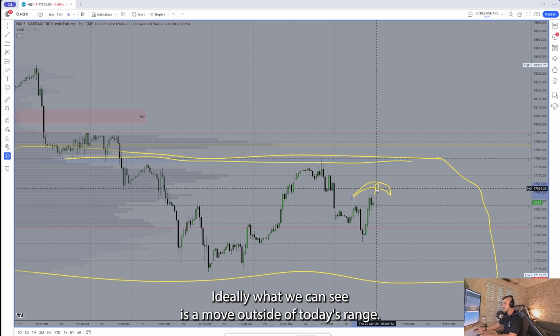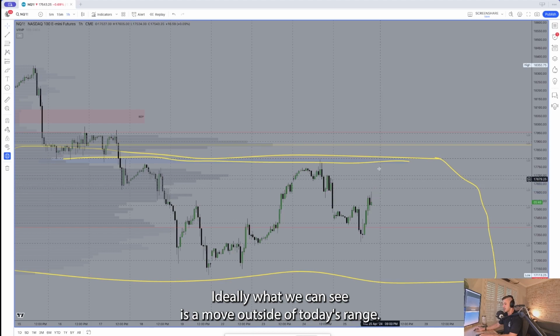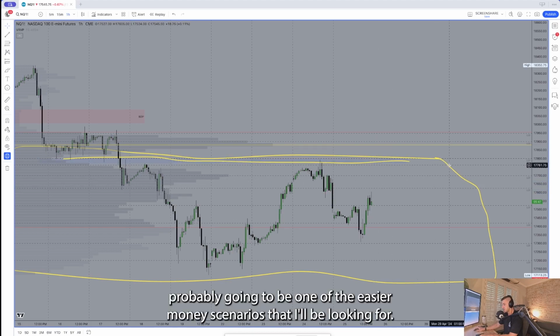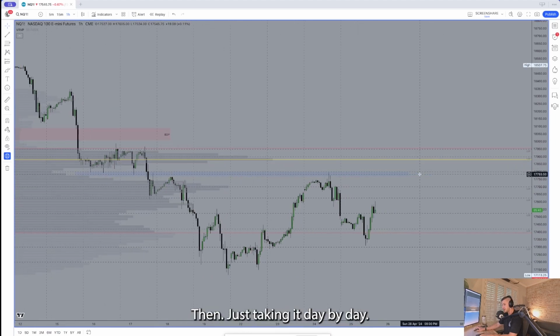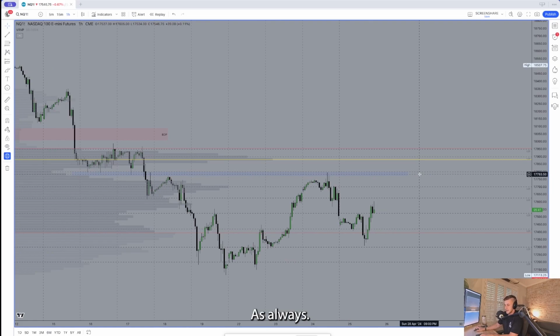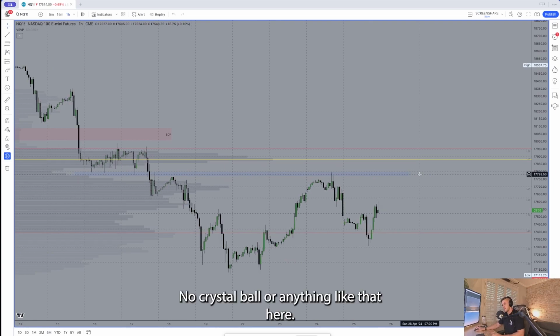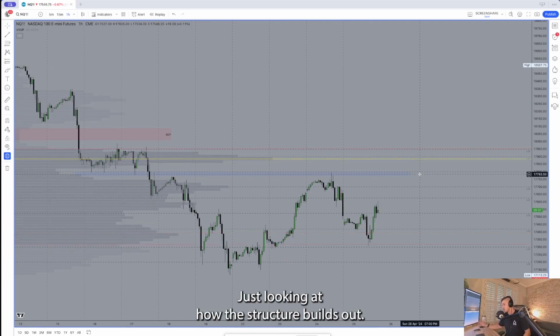Ideally, what we can see is a move outside of today's range for tomorrow's session. That's probably going to be one of the easier money scenarios that I'll be looking for. And then just taking it day by day, as always. No crystal ball or anything like that here. Just looking at how the structure builds out.